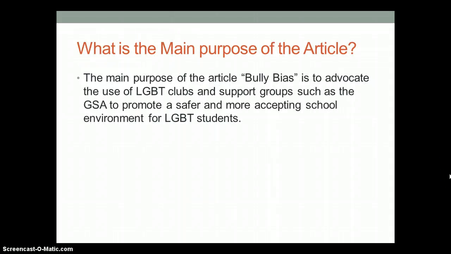What is the main purpose of the article? The main purpose of the article, Bully Bias, is to advocate the use of LGBT clubs and support groups, such as the GSA, or Gay Straight Alliance, to promote a safer and more accepting school environment for LGBT students.